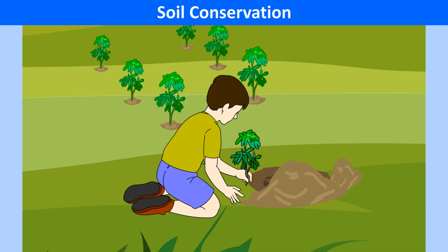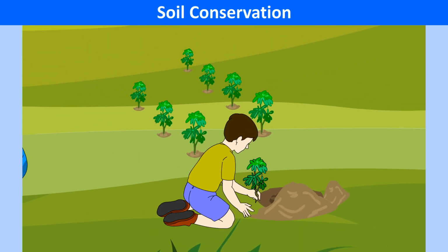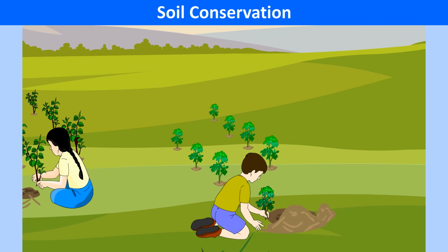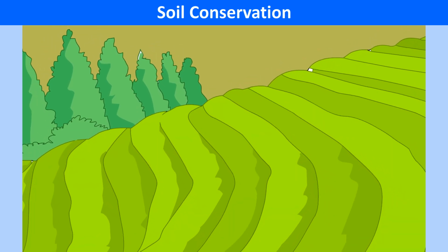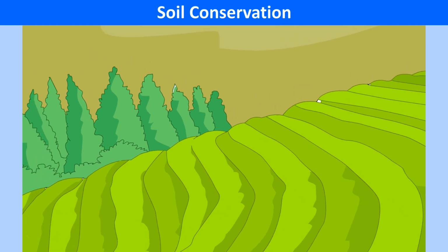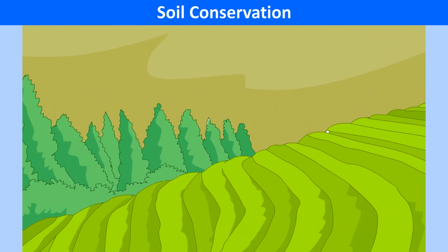Soil conservation is the prevention of the wasteful use of soils to conserve resources for the future. There are several ways in which soil degradation can be controlled.